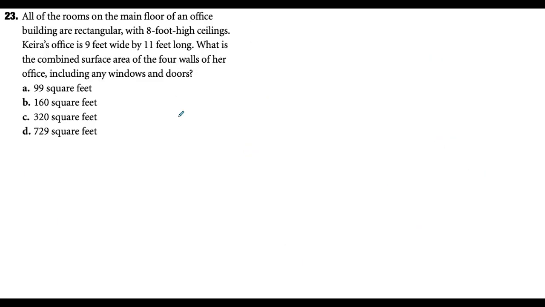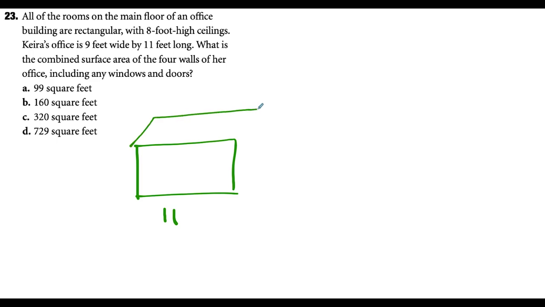For question 23, all the rooms on the main floor of an office building are rectangular, and we have 8-foot high ceilings. Kira's office is 9 feet wide by 11 feet long. So we have 11 going this way, and I'll just draw in a rectangular prism like this, and then I'll label it. So 11 feet long, the office is 9 feet wide, and all the ceilings are 8 foot. And we want to know what is the combined surface area of the 4 walls.